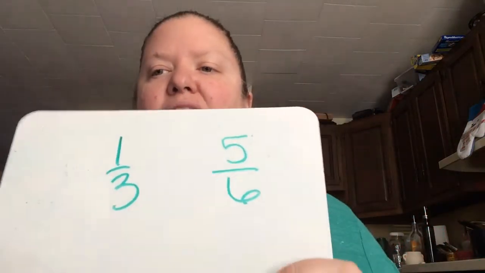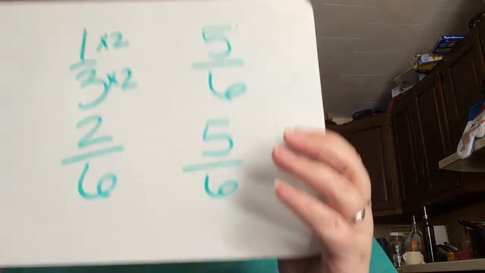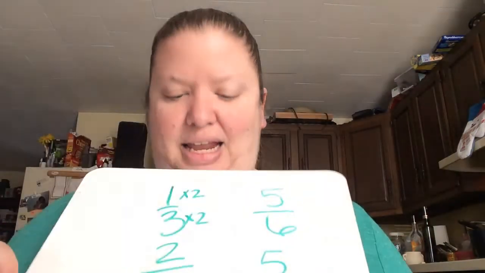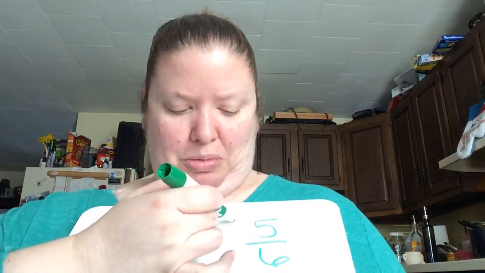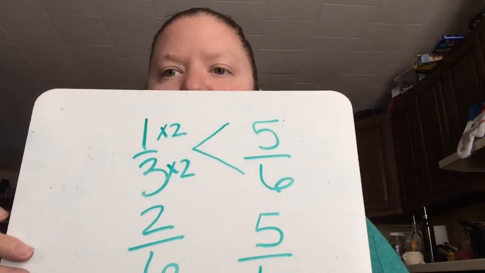So if I do 1/3 and 5/6. So here's 1/3 and 5/6. And I have to ask myself, what do I do to 3 to get to 6? It's a times 2. So times 2 on the top and the bottom gives me 2/6. So if I compare 2/6 and 5/6, I can see that 2/6 is less than 5/6, which means 1/3 is also less than 5/6.